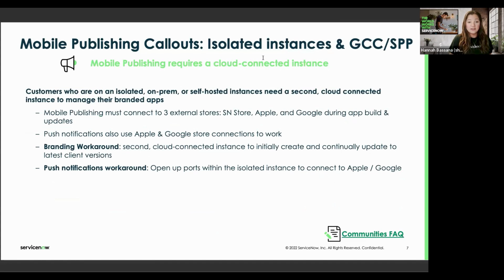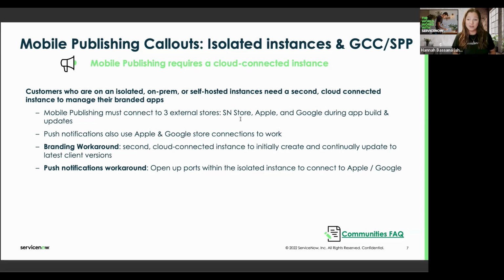Another thing to call out is isolated instances, on-prem instances, government customers, including GCC, SPP, NSC, etc., could run into challenges because the call out is mobile publishing requires a cloud-connected instance. This is unfortunately non-negotiable. Customers who are on isolated on-prem or self-hosted instance need a second cloud-connected instance to manage their branded apps. This is because mobile publishing must connect to at least 2, but usually 3 external stores. It must connect to the ServiceNow store to send your request, and it must connect to Apple and Google to receive that branding app request.